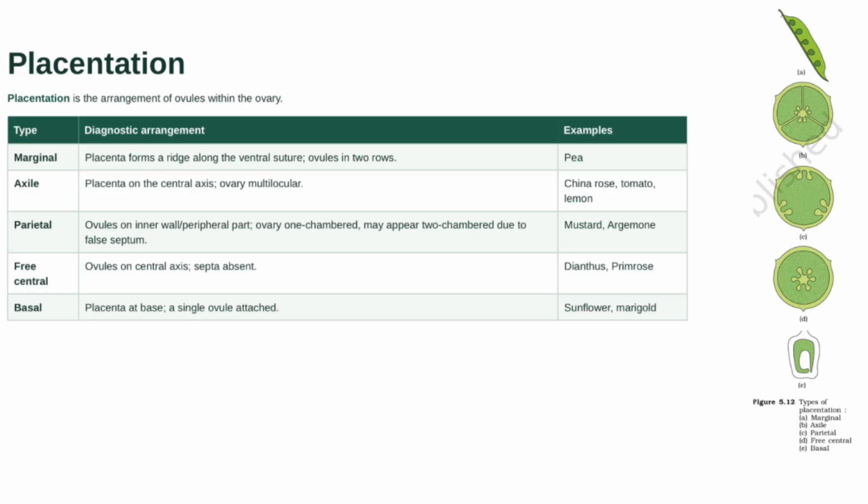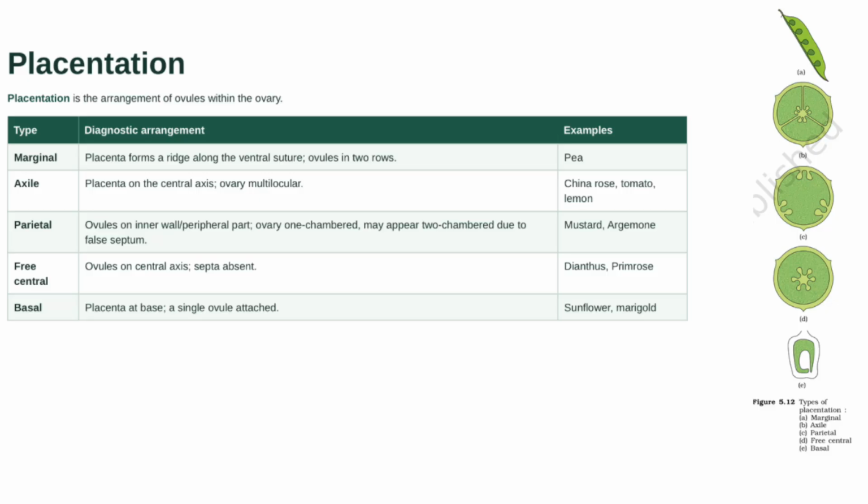In this case, the placenta is on the wall of the ovary on the peripheral part, and the ovules are located on the wall of the ovary. Normally this is a unilocular ovary, but it may become multilocular because of the invagination of the placenta inside to form a septum. If the septum is formed by the ovary wall, then it is a true septum, but if the septum is formed by the placenta, this is called a false septum, as seen in case of mustard. It is also known as replum.